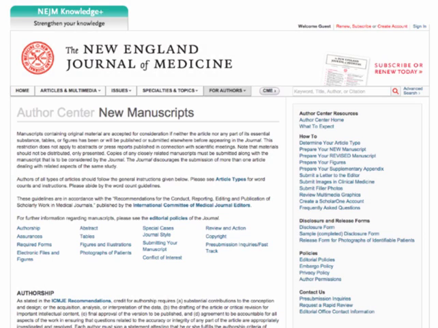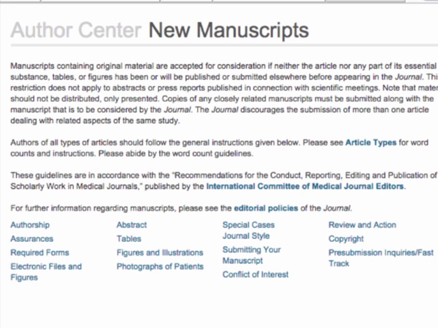So here's an example of the instructions for authors page for the New England Journal of Medicine. And you can see here, this is where you would find information like citation styles, how to submit tables, figures, and illustrations, and all kinds of specific editorial policies of that journal.